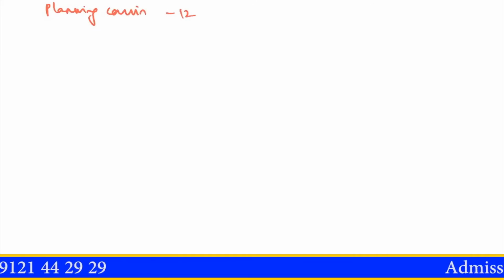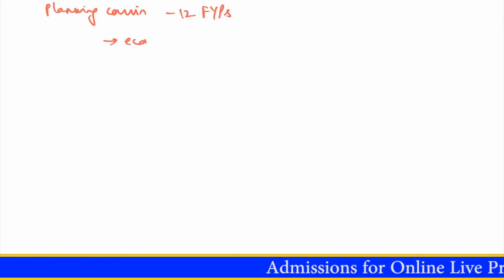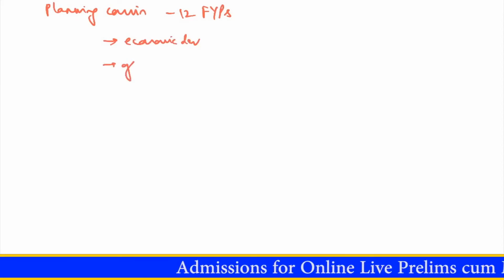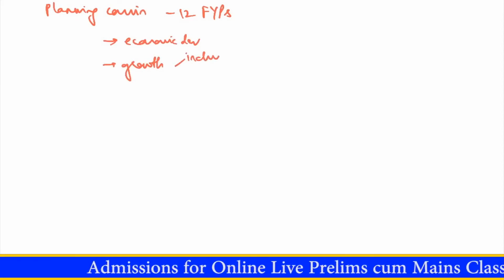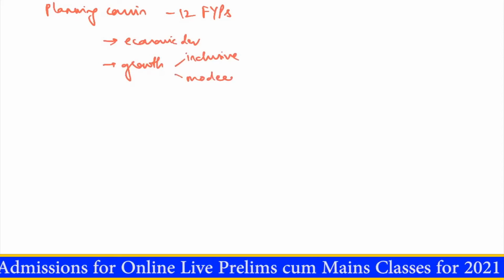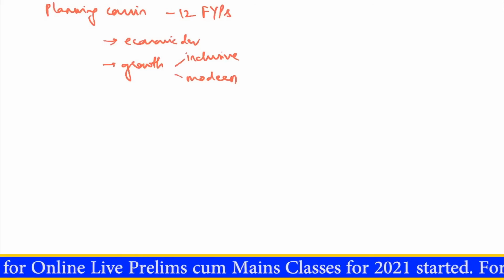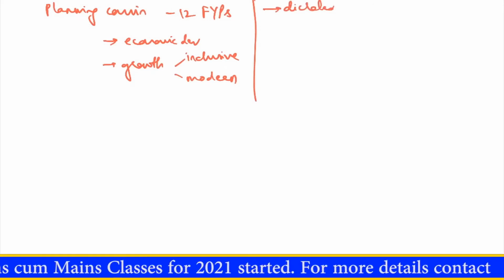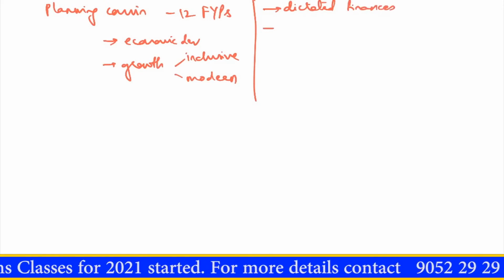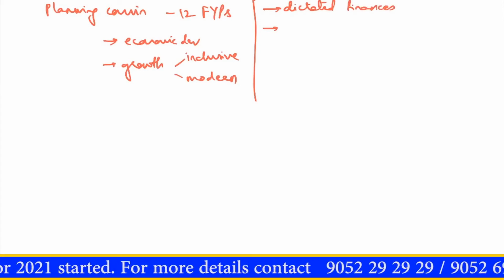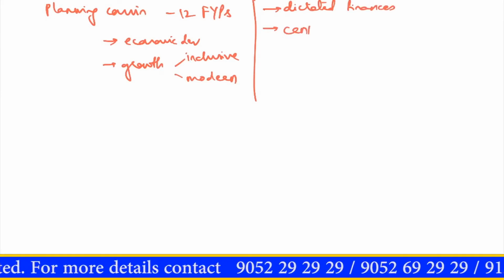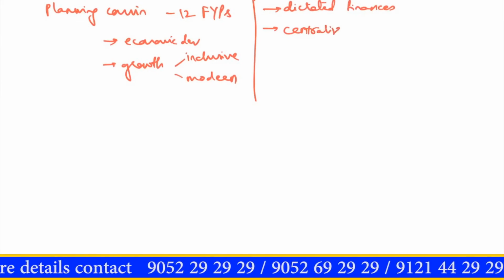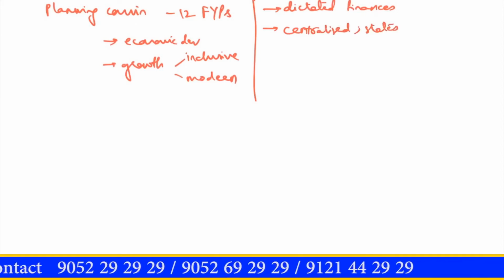We know that the Planning Commission of India has so far laid down 12 5-year plans, and in the process, it has played a very crucial role in helping with economic development and also growth, which is more inclusive and at the same time modern in its nature. However, there were several reservations about the way Planning Commission has functioned, right? We know that Planning Commission has dictated the terms of finances for states, and inherent to its nature of organization, it was more centralized, and it also has missed the opportunity of involving states in the process of planning.